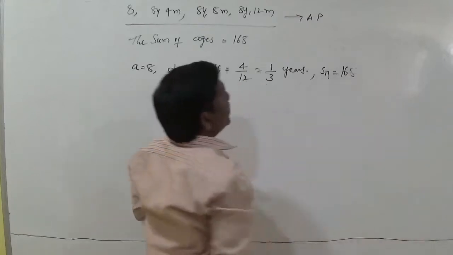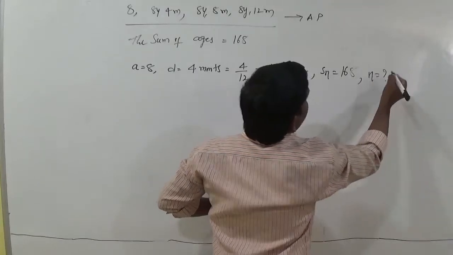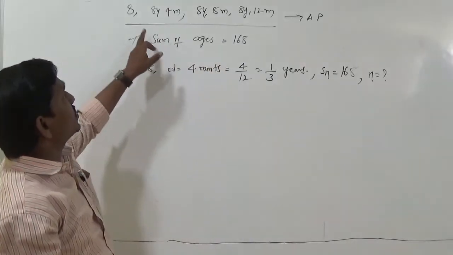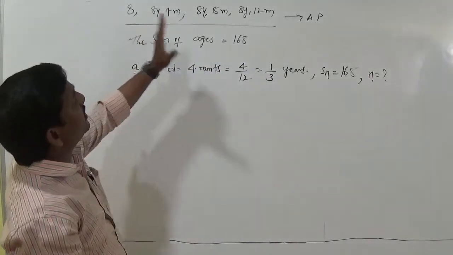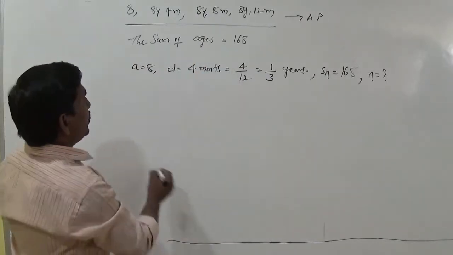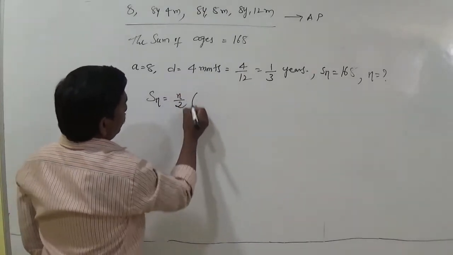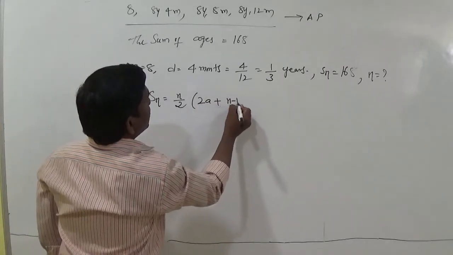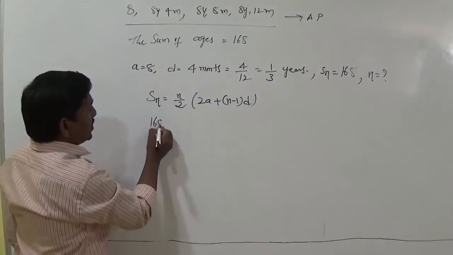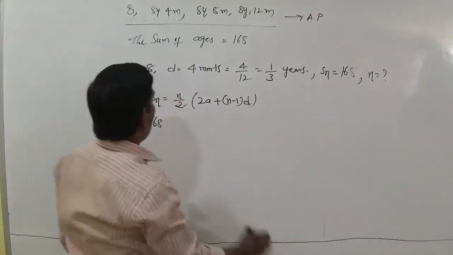So, what do we have to calculate? The n value. How many boys are there? The starting age of the first boy is 8 years and the sum of the ages of the boys is 168. So we use this formula: Sn equal to n by 2 into 2a plus n minus 1 into d. What is the Sn value? 168. Sn equal to 168.